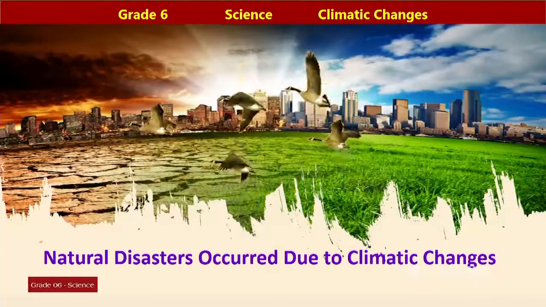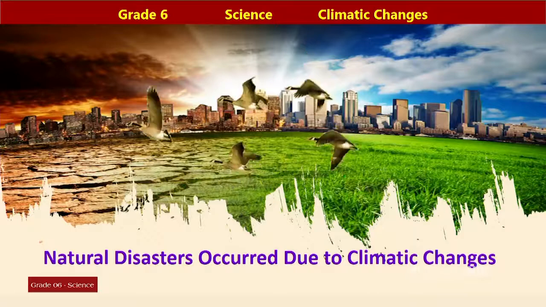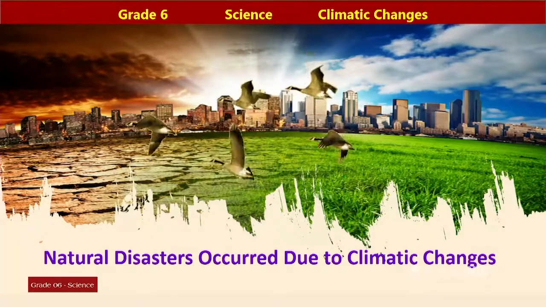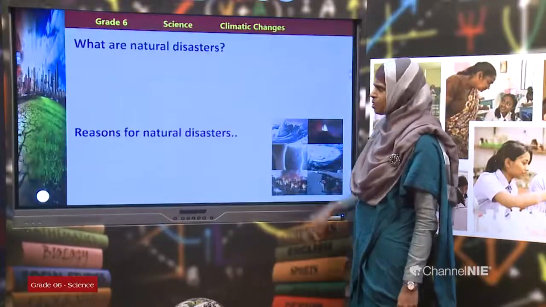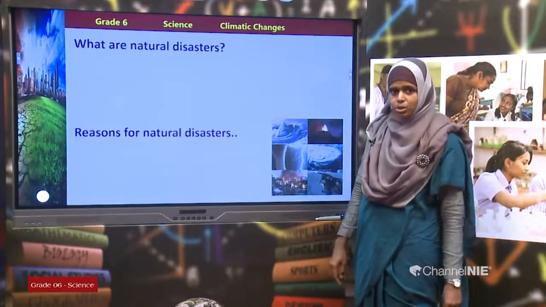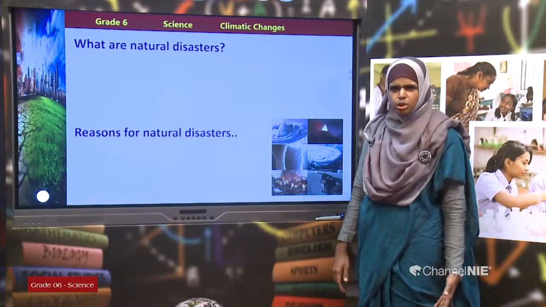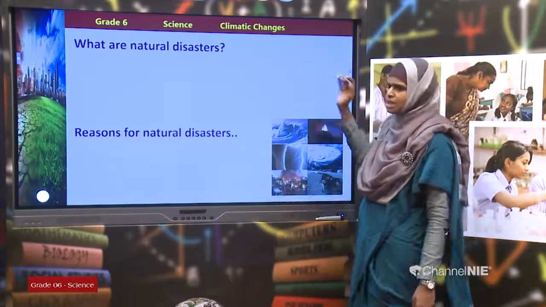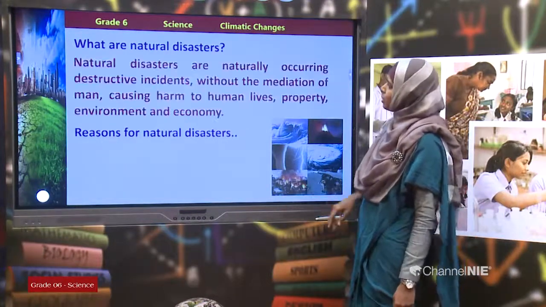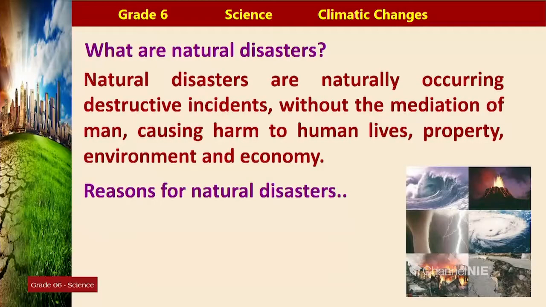Natural disasters occurred due to climatic changes. What is a natural disaster? What are natural disasters? From the term itself, it says it's natural. That means from nature itself it occurs. Natural disasters are naturally occurring destructive incidents. It's very destructive. It can destroy human lives, properties, the environment as well as the economy.